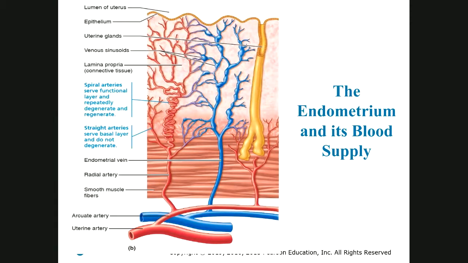So we have uterine arteries in the myometrium. They branch into radial uterine arteries. The uterine arteries actually arise from where? You remember, it's from the internal iliac artery. And it branches into arcuate arteries in the myometrium, and the arcuate arteries branch into radial arteries in the endometrium. So from the myometrium, we enter the endometrium, and this radial artery branches into straight arteries, right?